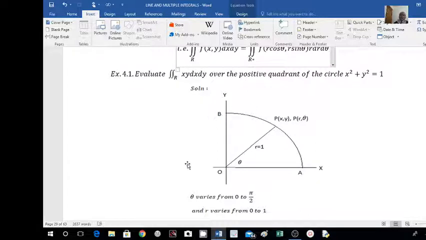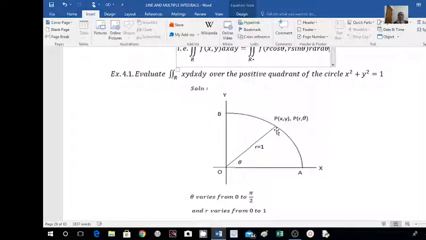So this is the circle. But here it is given that positive quadrant. Positive quadrant means only the first quadrant. So here, this is my region of integration. Okay, this is the region of integration.